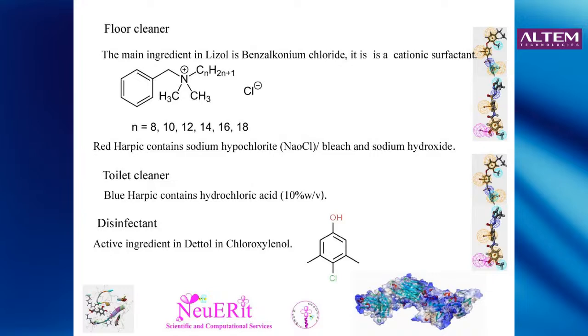Okay, and we know that a toilet cleaner is Harpic. Harpic actually mostly contains hydrochloric acid, and another type of Harpic is called red Harpic. Red Harpic actually contains sodium hypochlorite, NaOCl, also called bleach, along with sodium hydroxide.